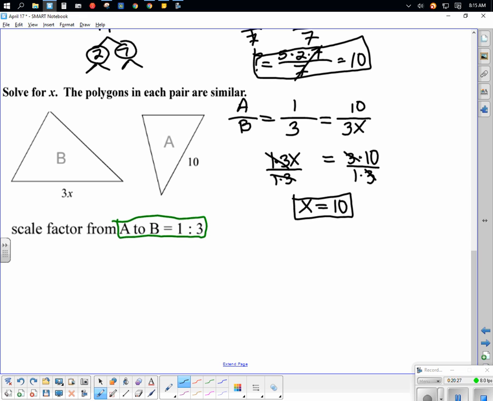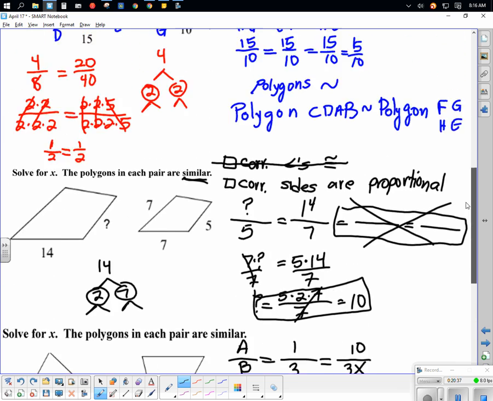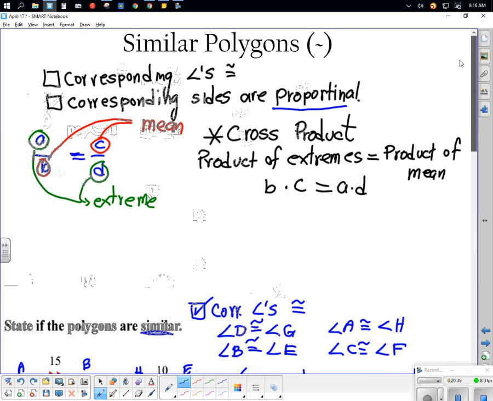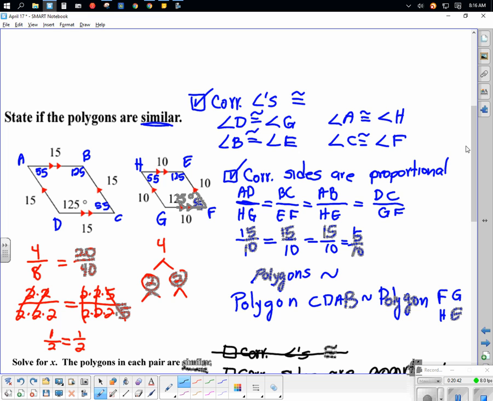So as you can see, the key to this problem is understanding what this is, realizing that this is a ratio. Once you do that, you can solve the problem. Okay? So that is the concept behind similar polygons. Okay? Thank you very much.